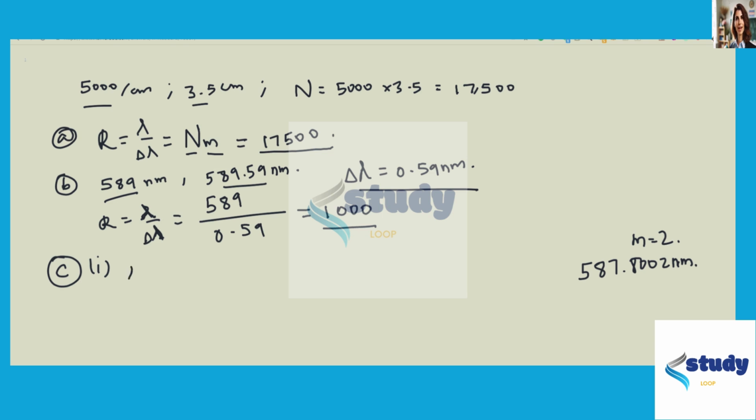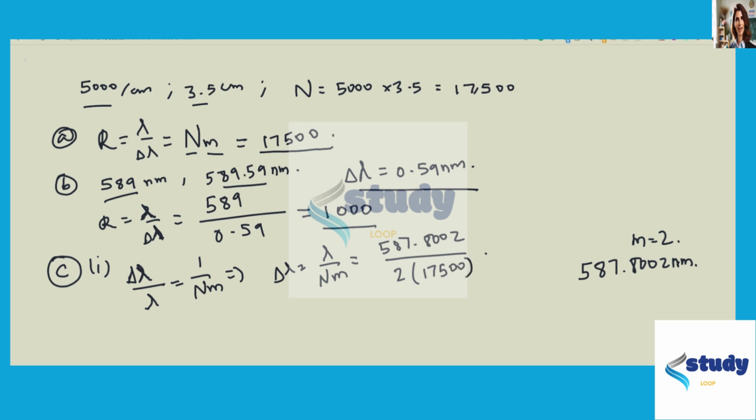So delta lambda by lambda, we know, is 1 by Nm, which gives us delta lambda is equal to lambda by Nm, which is 587.8002 by 2 times 17,500, which turns out to be 0.0168 nanometers.